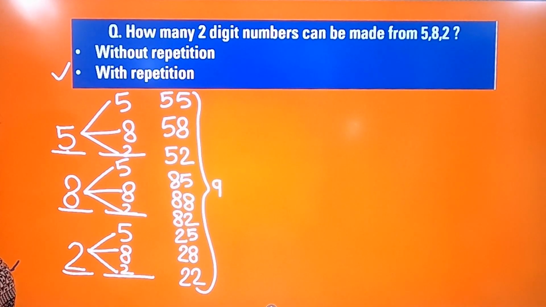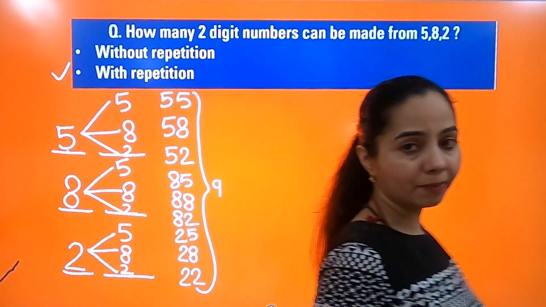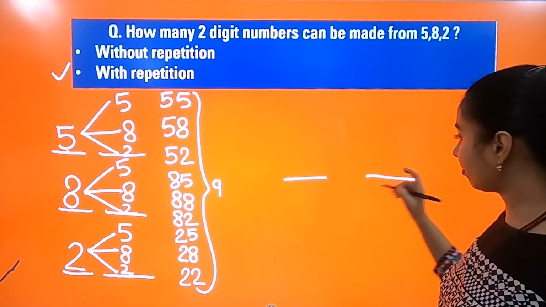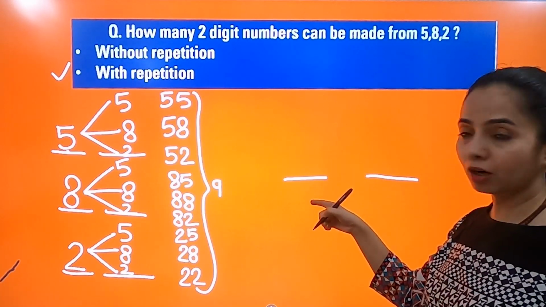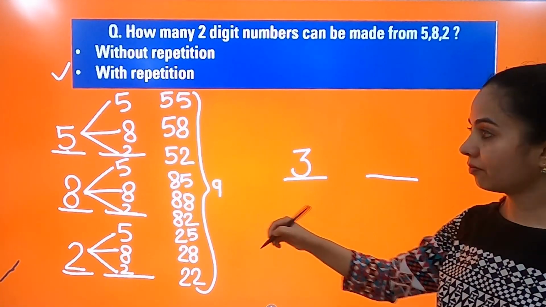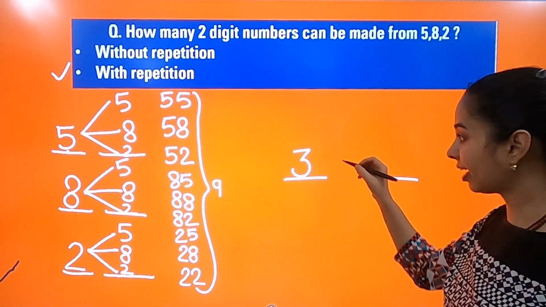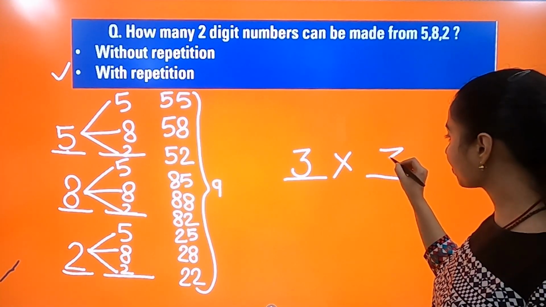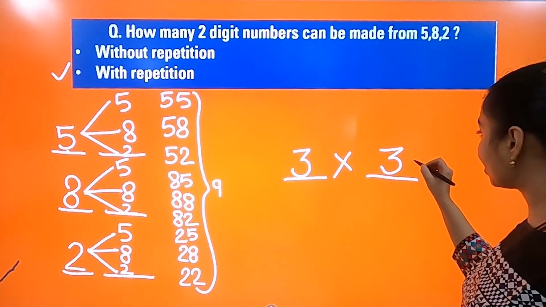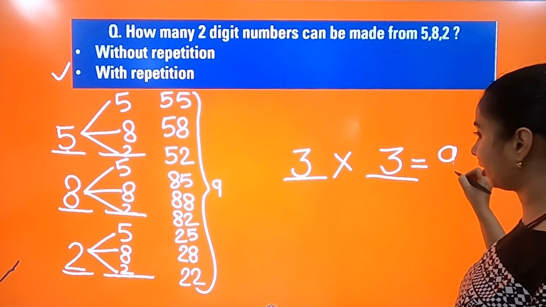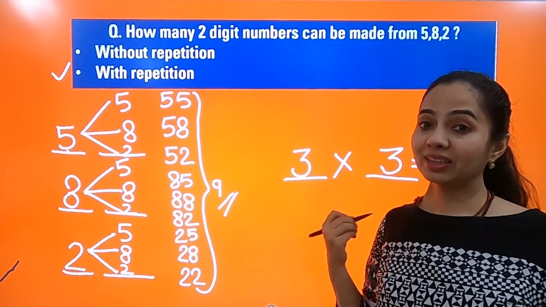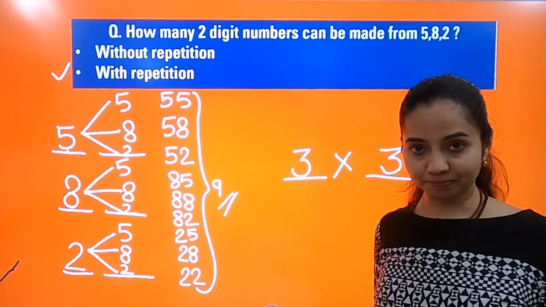Okay. Now when we use the formula, we again do the same thing. We have 2 places over here. How many options do I have for the first place? I have 3 options. With every option, again I have 3 options for the second place. So the total number of numbers that can be formed is 9. See, 9 here, 9 here. So this is the working of the formula.